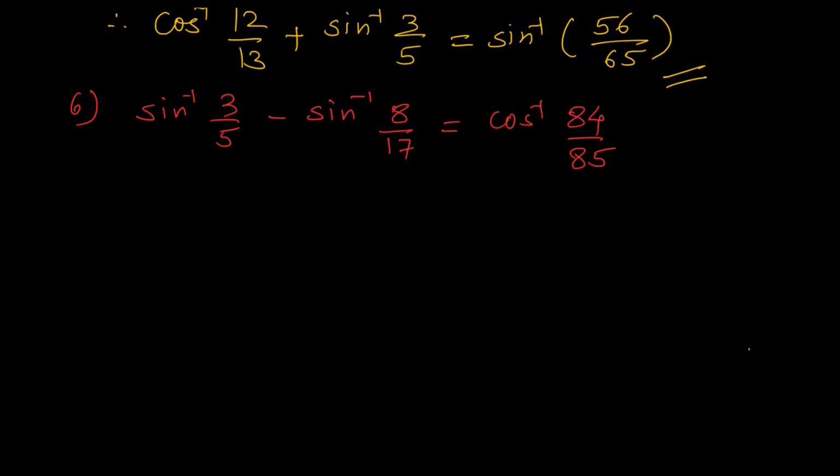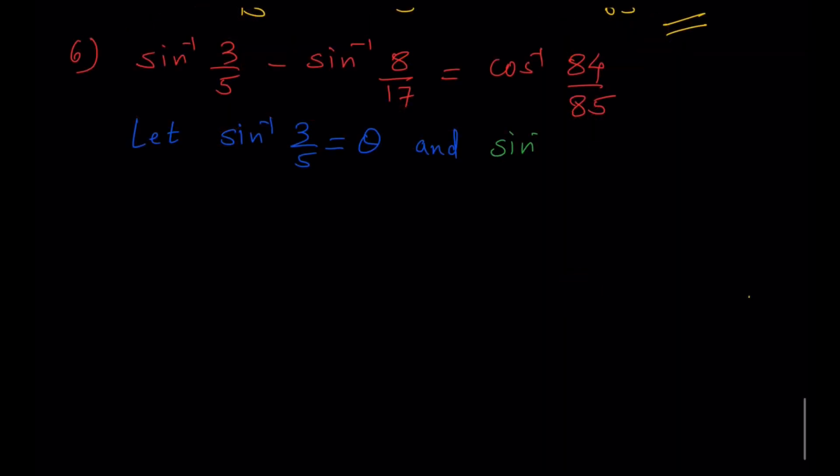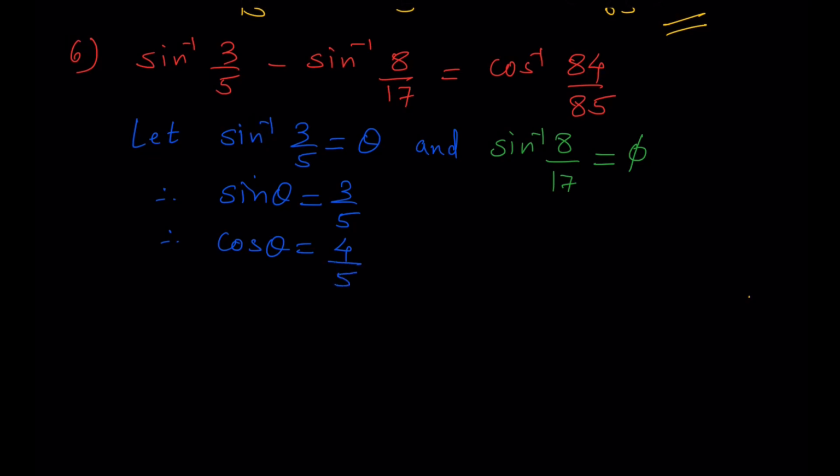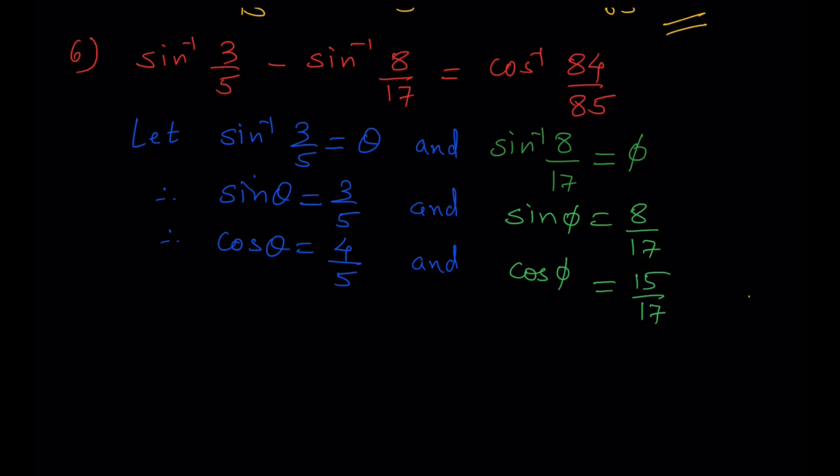So here we are going to consider, let sin inverse of 3 by 5 is equal to theta and sin inverse of 8 by 17 is equal to phi. Therefore we get sin theta is equal to 3 by 5. So cos theta will be 4 by 5 and sin of phi is 8 by 17. So cos of phi will be, use the Pythagorean triplet, 15 upon 17.